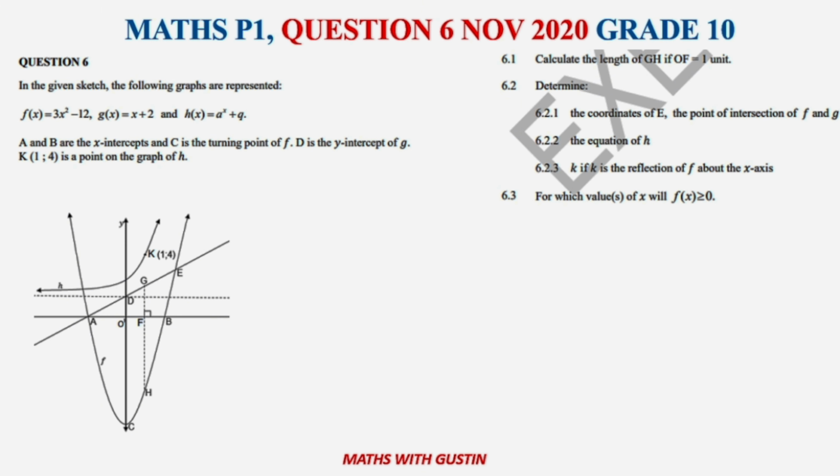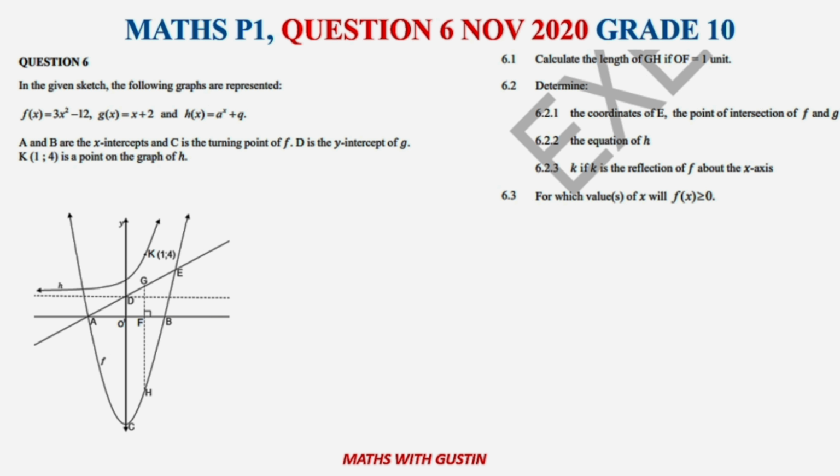All right, great stuff. So let's have a look at 6.1. Let's read the question from the start. In the given sketch below, the following graphs are represented. We see that there's a smiling parabola, given by f of x equals 3x squared minus 12. Then we've got a straight line as well, given by g of x equals x plus 2, and we have an exponent function there which doesn't have any equation. All right, good stuff. So let's go then.